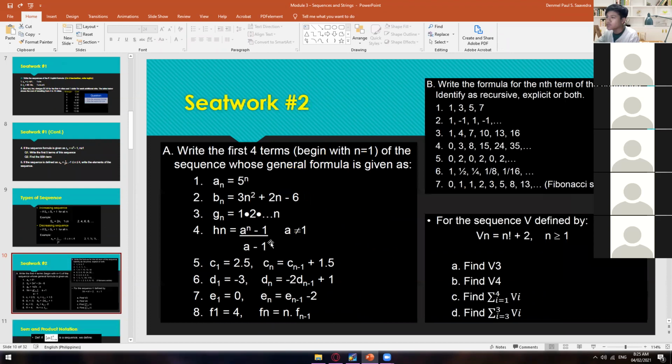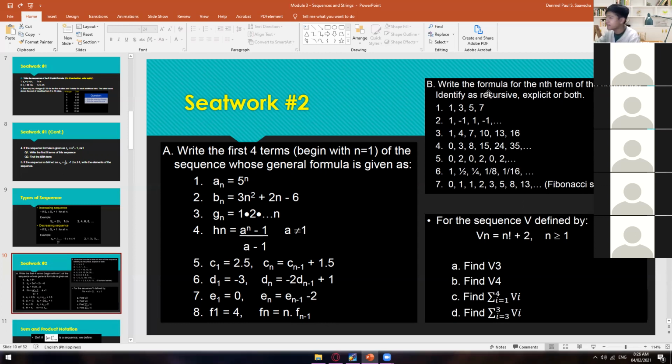Anyway, the next one here is your seat break number 2. Okay, so this one is actually super easy. Literally super easy. Write the first four terms, beginning with n is equal to 1, of the sequence whose general formula is given as those. So we already have a given general formula. All you need to do is write the first four terms of those given formulas. We have this for letter A, and then we have another one for letter B.